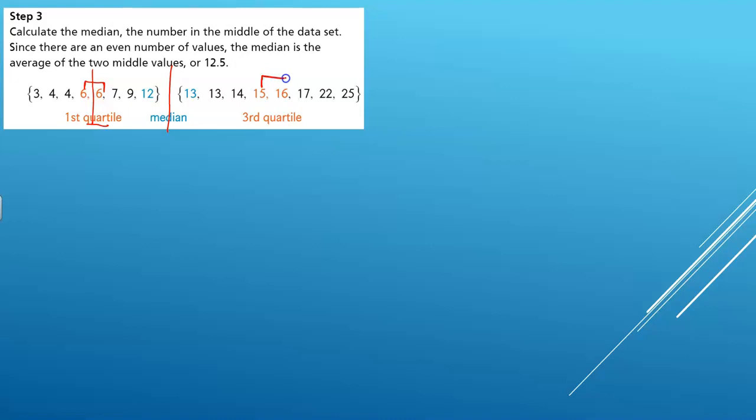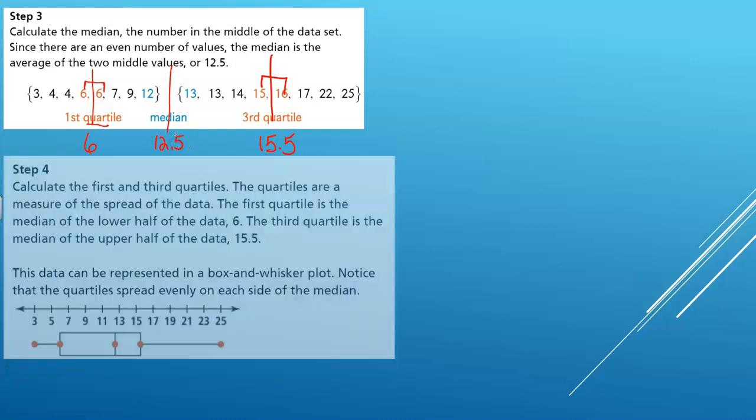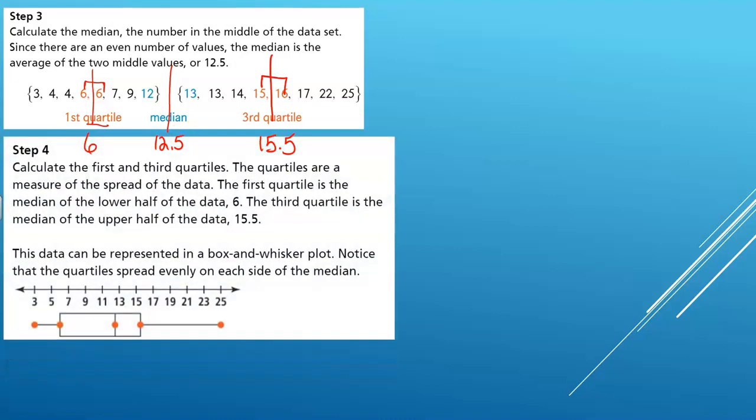But these are different numbers over here, divided in groups of 4. So the third quartile would be 15.5. This one would be 6. With the median again being 12.5. And that's what this says, the same thing.